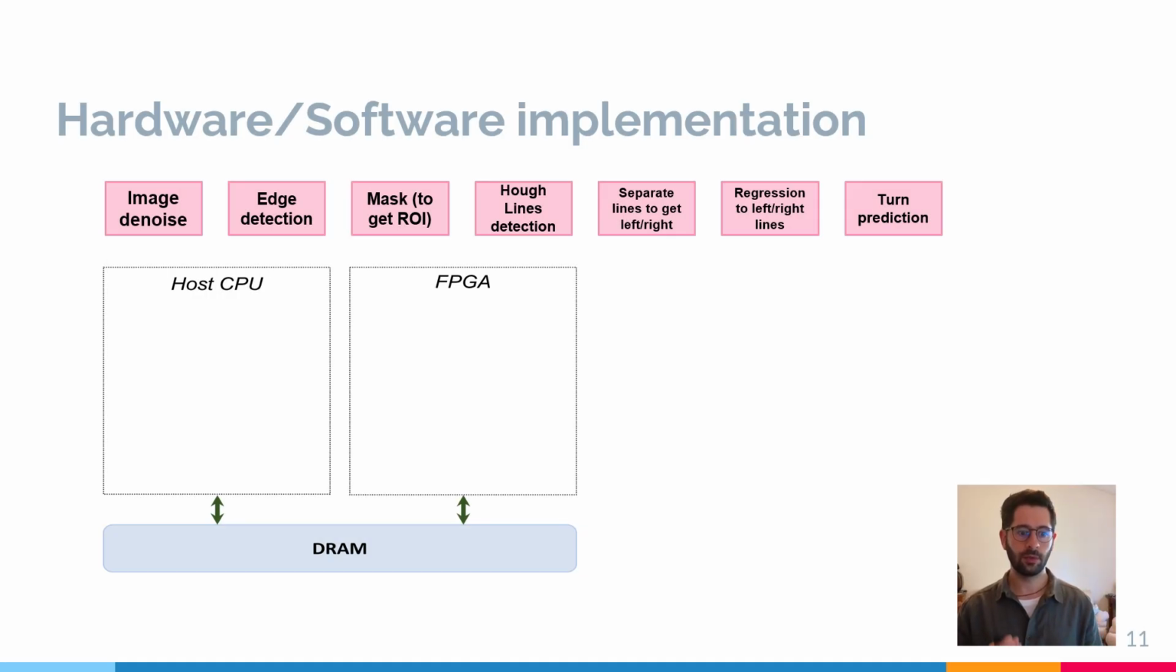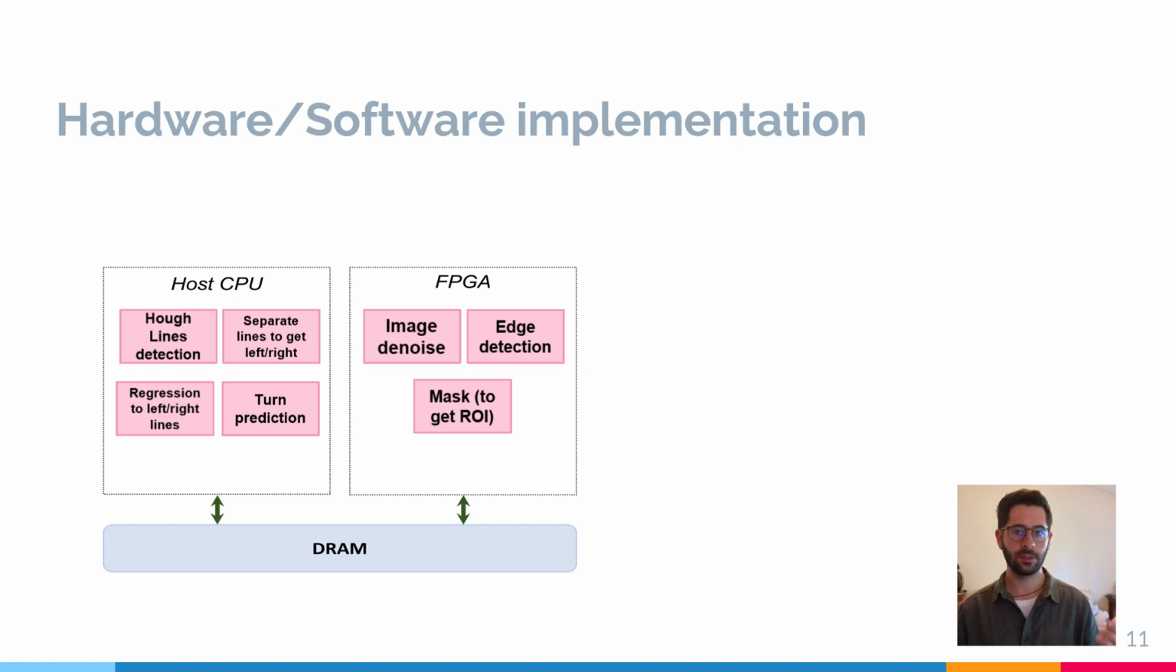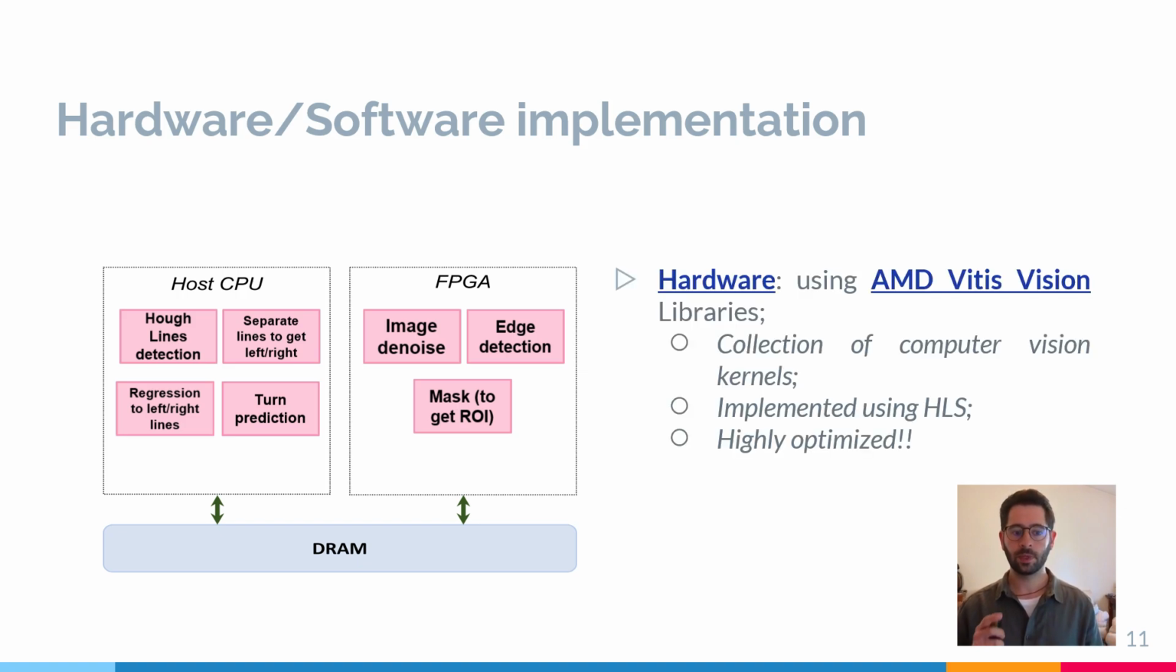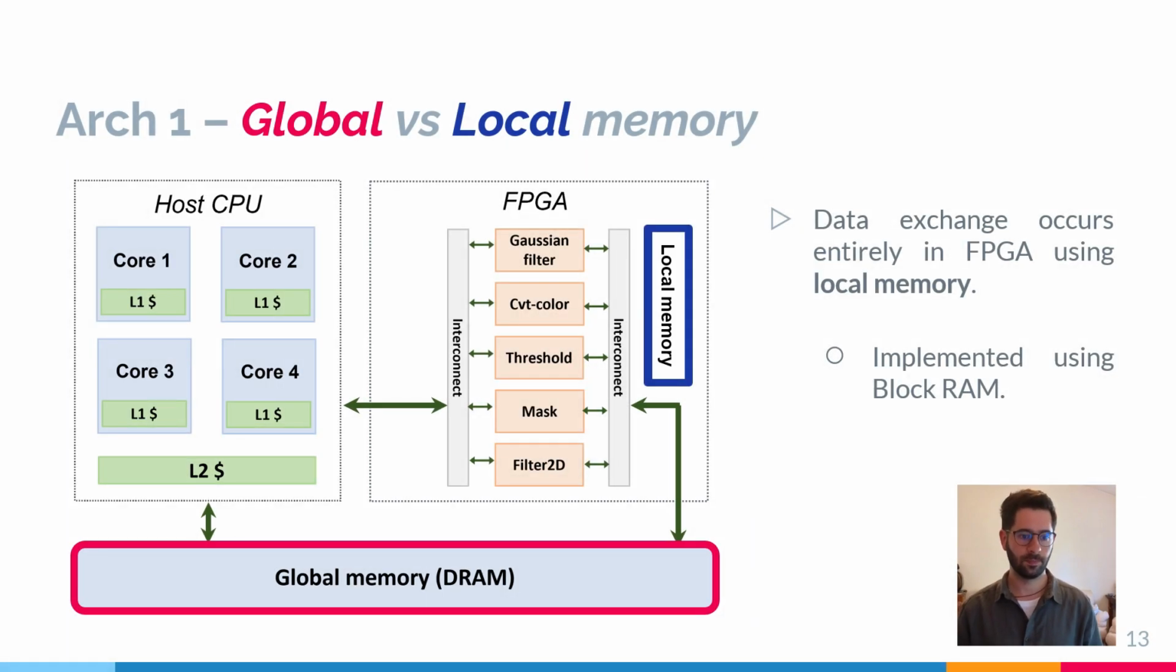After a software profiling of the 7 kernels, we decided to accelerate the first 3 kernels using the FPGA, while the other 4 kernels are still deployed in software on top of the host processor. For the three kernels, we adopted the AMD Vitis Vision library, while the software components are implemented in C++ using the OpenCV library. In the next part of the presentation, I'll discuss our architectural design exploration that is composed of three different architectural optimizations.